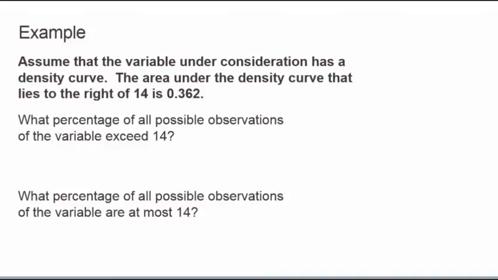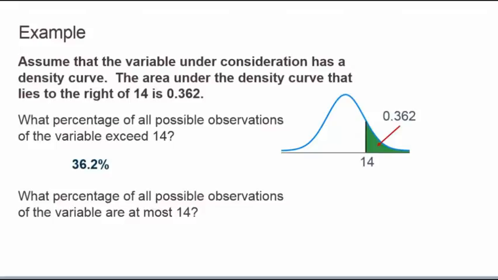First, we want to draw a picture of our normal curve. It goes up from left to right until we reach the middle, the mean, then it goes down from left to right. Since we are given in the problem the area under the curve that lies to the right of 14, the mark on our horizontal line is at 14, so I have a line drawn from my horizontal axis to the curve, and the area to the right of that line is shaded, in this case green, and that area is 0.362. To answer the question, what percentage of all possible observations of the variable exceed 14, I just take my decimal, 0.362, and change it to a percentage: 36.2%.